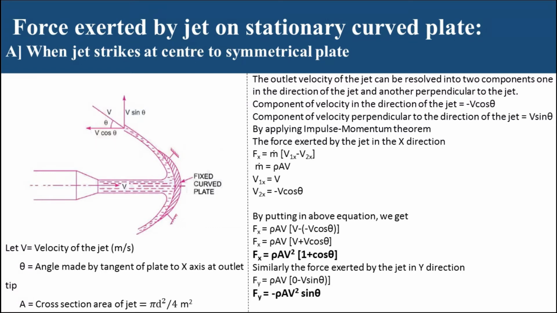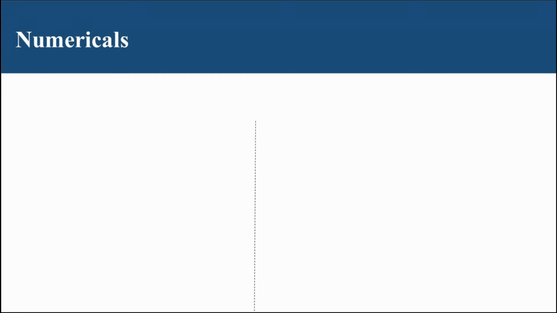the force exerted by the jet in the direction of the jet, that is Fx, is rho a v square (1 plus cos theta), and the force exerted by the jet in the normal direction to the direction of the jet, that means Fy, equals minus rho a v square sin theta. Okay, so we will see one numerical on the above case.